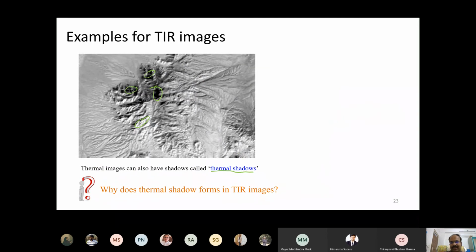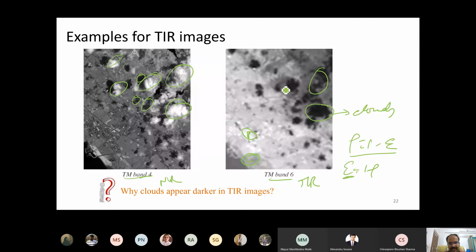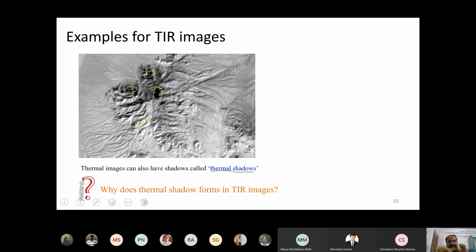And why do you think shadows form in TIR images? What can be the reason we see shadows? If you look at the previous image, even though there is a cloud here, in the visible images we are very clearly seeing shadows at these particular points. In thermal images, shadows are not that prominent. It is slightly reduced, but still some shadow is there. Why is shadow forming in TIR images?